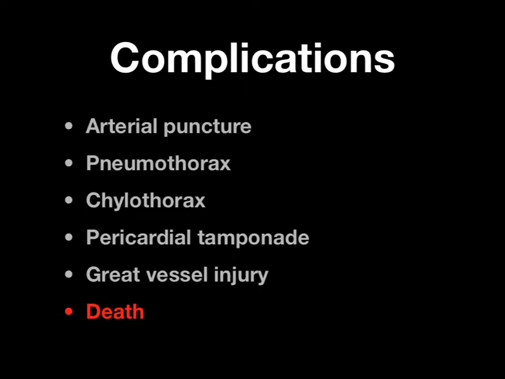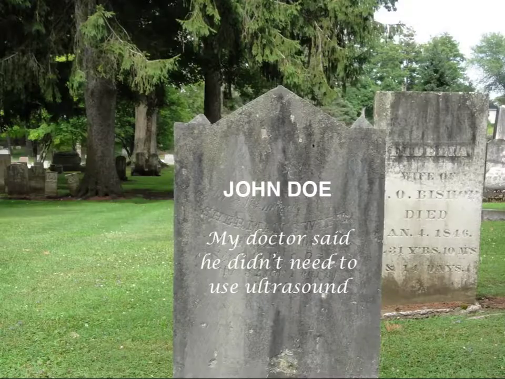Now if we look at the complications, they include arterial puncture and hematoma, pneumothorax, chylothorax, pericardial tamponade, great vessel injury, and even death. So while some of these complications may have been minor, there's a significant number of complications that have a high degree of morbidity, and there's also mortality associated with this procedure. Just keep this in mind. Complications with central lines go beyond hematomas and pneumothorax. There are some serious complications and even death associated with this procedure.